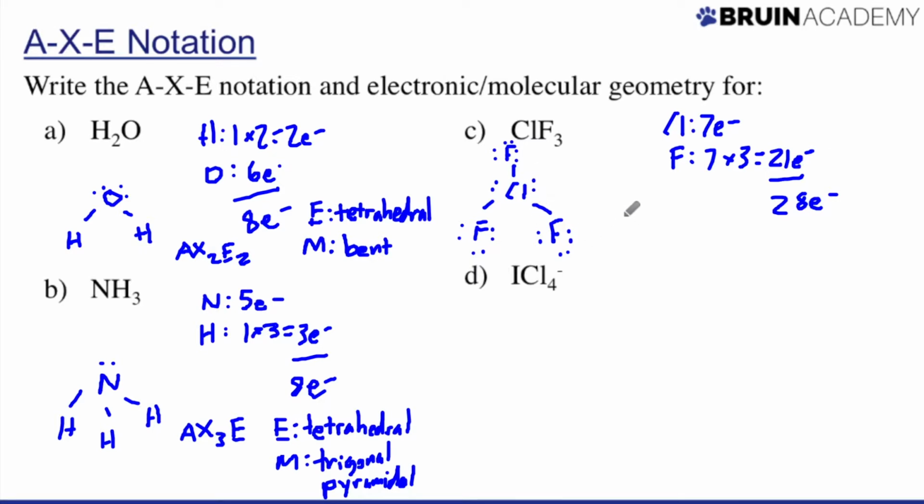And so here the AXE notation is going to be AX3E2. The electronic geometry, excuse me, is going to be trigonal bipyramidal, because there's 5 things attached. Trigonal bipyramidal. And the molecular geometry is going to be T-shaped.